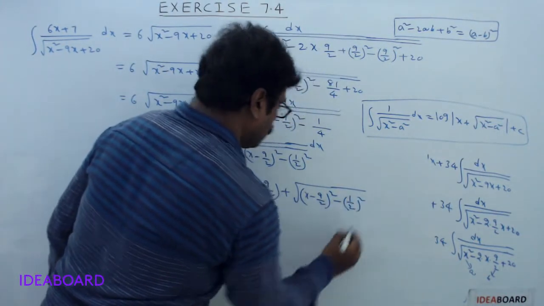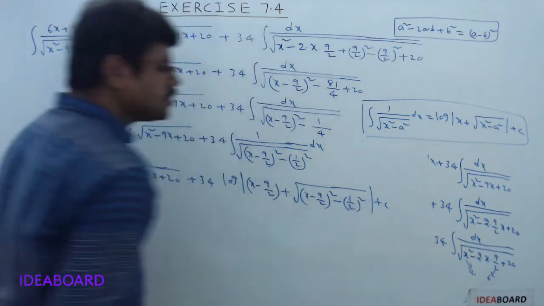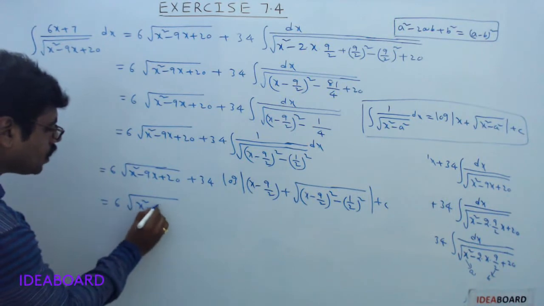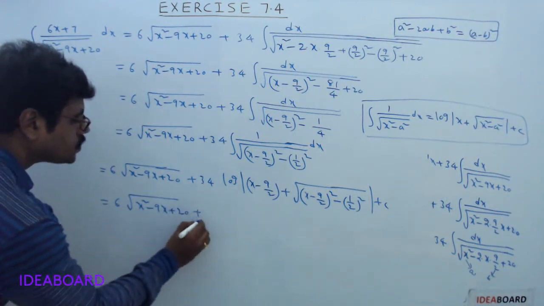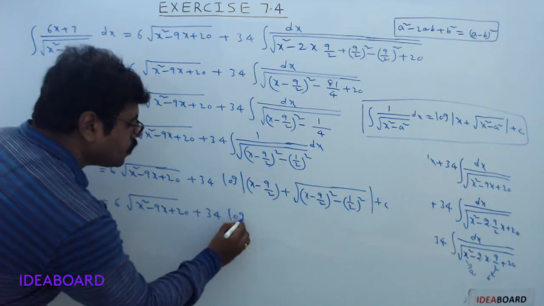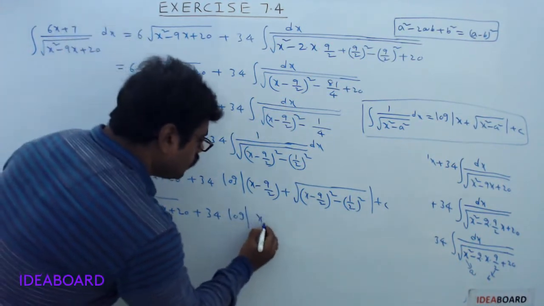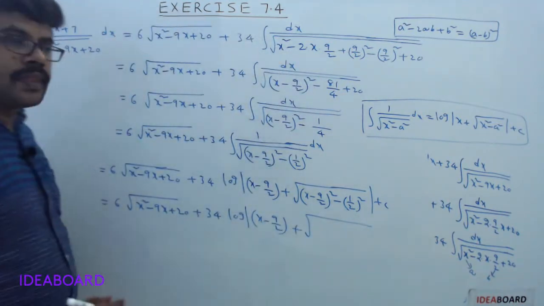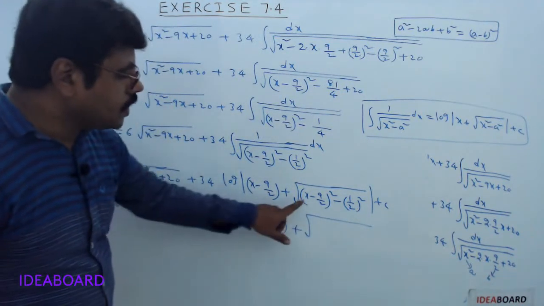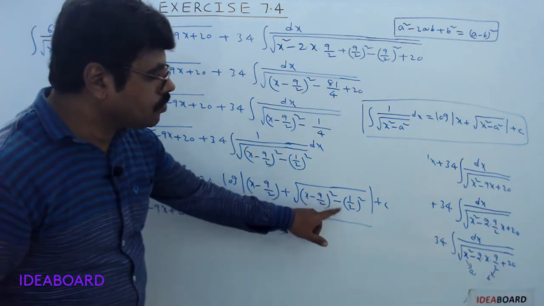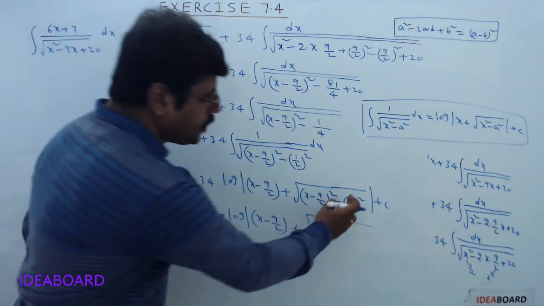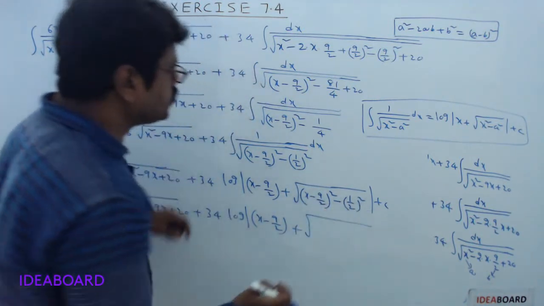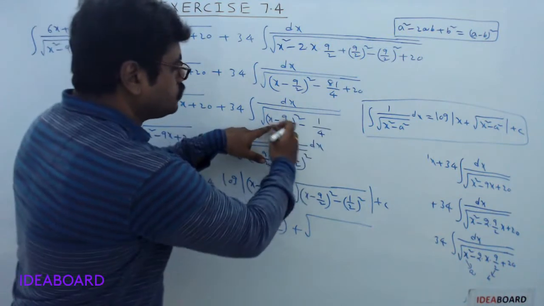So a square is 1 by 2 whole square plus a constant term c. Now this is 6 into square root of x square minus 9x plus 20 plus 34 into log mod x minus 9 by 2 plus square root of, here observe this expression, x minus 9 by 2 whole square minus 1 by 2 whole square. 1 by 2 whole square is nothing but 1 by 4. So this expression is equal to this expression.